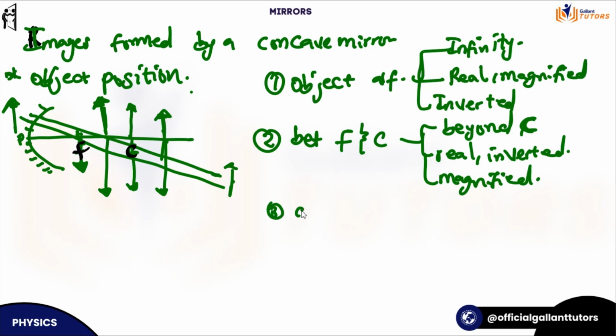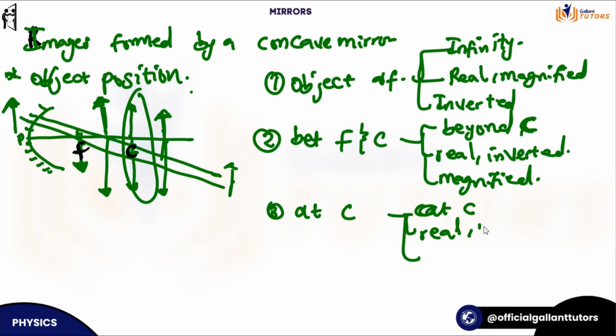So at C, when we place the object at C, what I explained here is that the image will form at C too. Is that clear? So the image will form where? At C. It will be real. If it's real, then it will be inverted. Inverted and same size. This is the only place you see same size. Same size as the object. Do you get? All right.